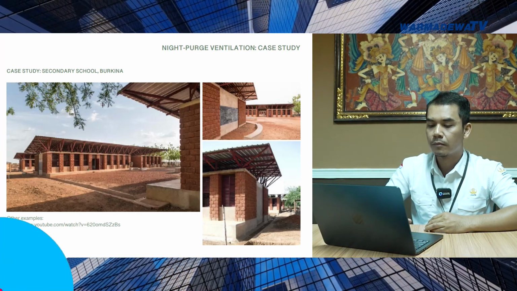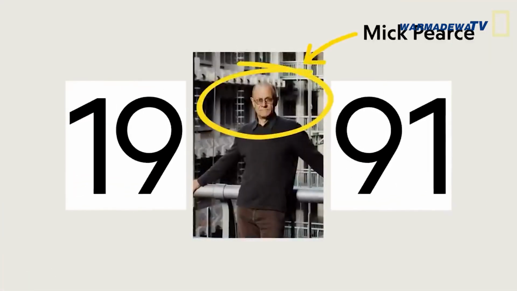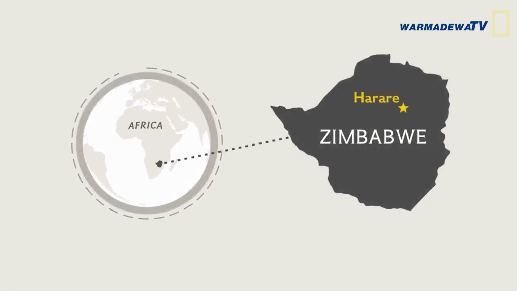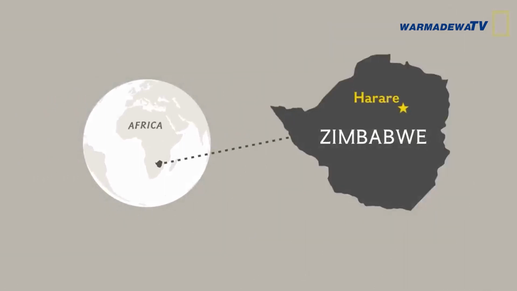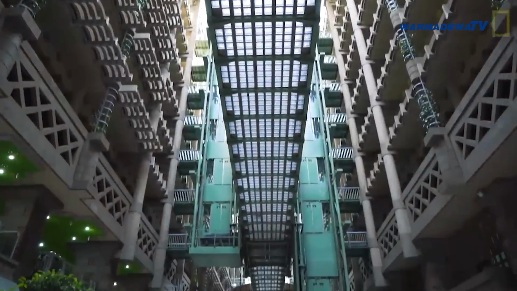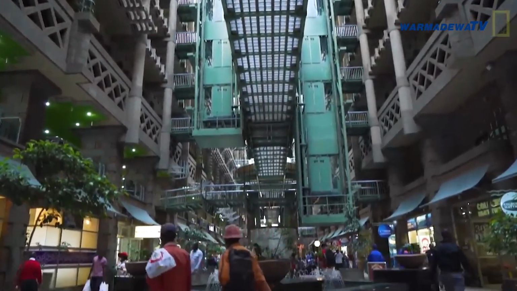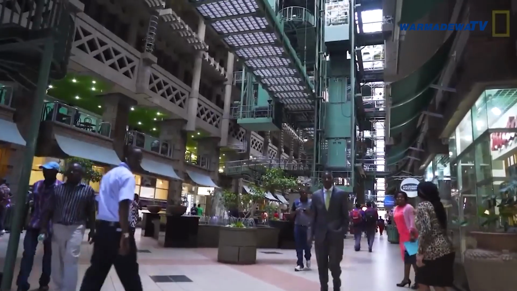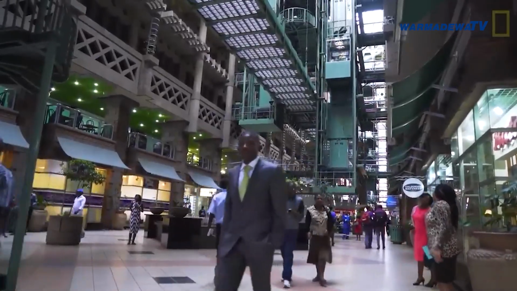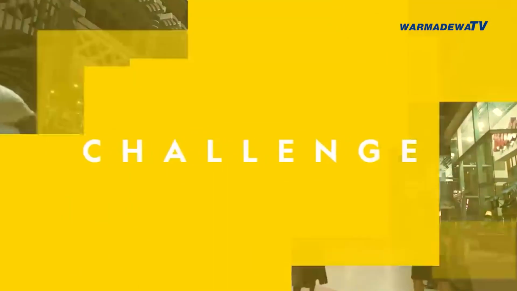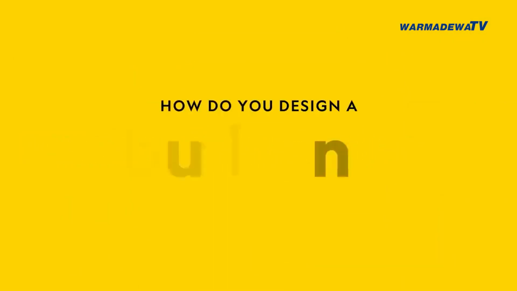In 1991, architect Mick Pierce had a problem. An investment group in Harare, Zimbabwe, hired him to design the largest office and retail building in the country. But they didn't want to pay for the expensive air conditioning needed to cool such a large building. So that left Pierce with a seemingly impossible challenge. How do you design a building that cools itself?